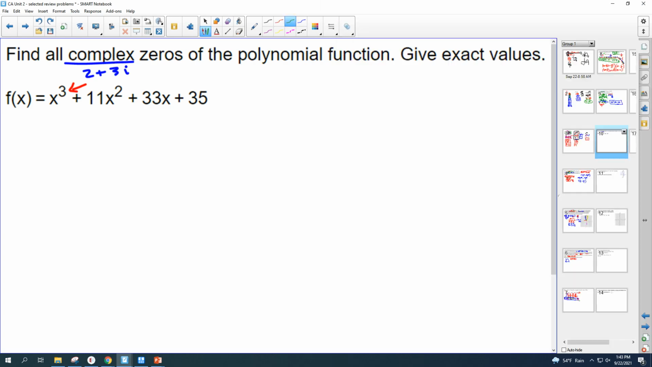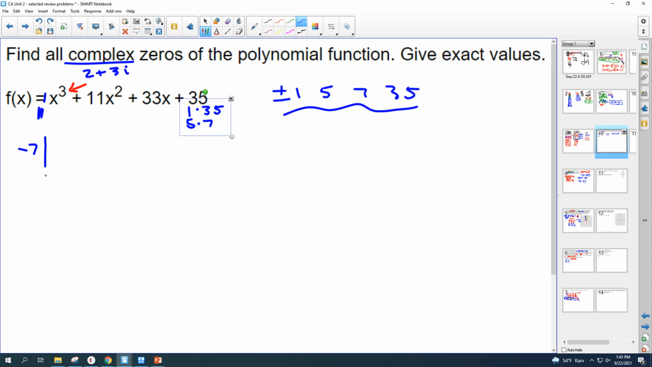So the first step on this problem a lot of the times is we've got to figure out what could possibly work. 1, 35, 5, and 7. This is a 1. So the possible numbers that could work are going to be plus or minus 1, 5, 7, and 35. Of course, we'd have to divide by this 1, but that just tells me that I don't have any fractions. And so looking at that graph from a minute ago, I know all of these numbers don't work, but according to the graph, I know -7 does work. So check out what happens when I do my synthetic division on a -7.